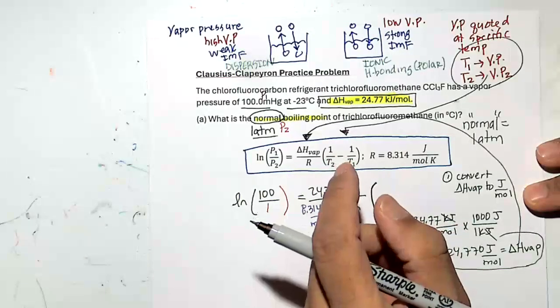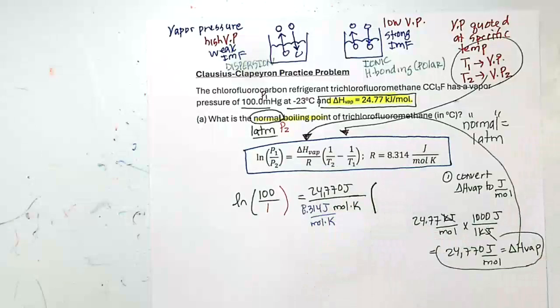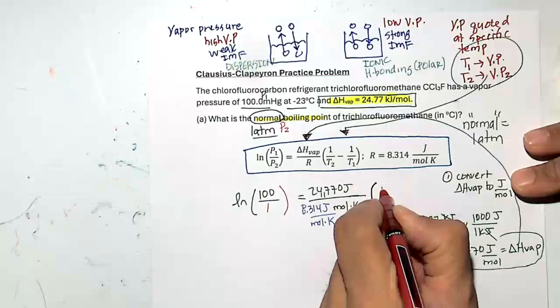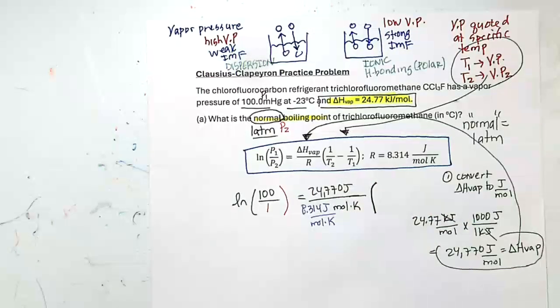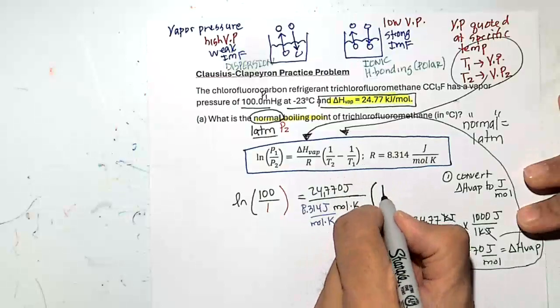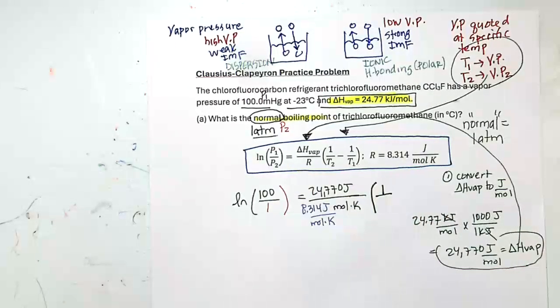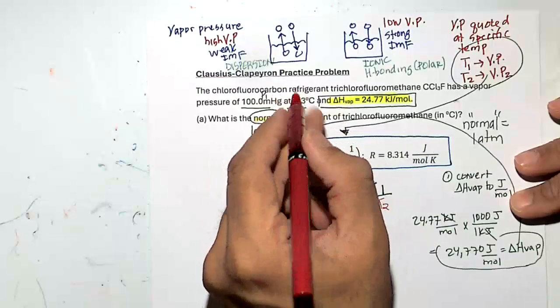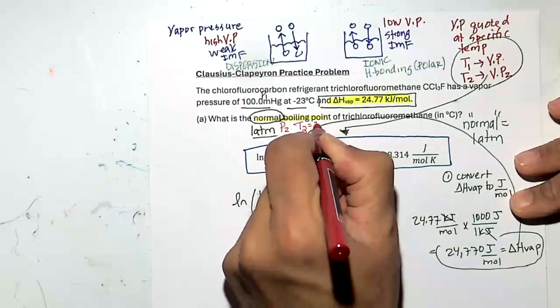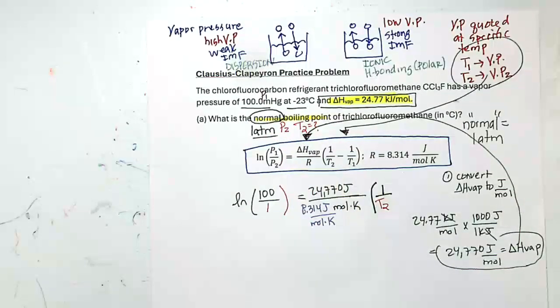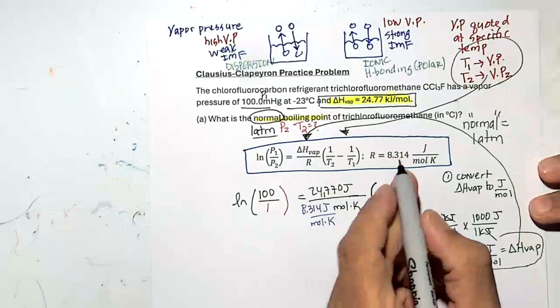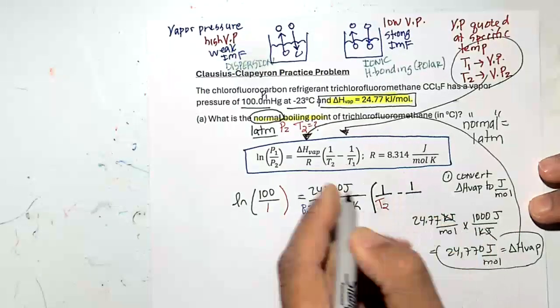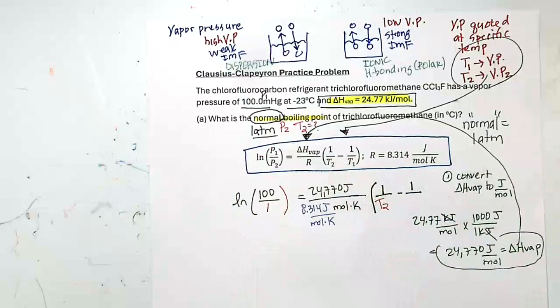All right, 1 over T2. So what is T2? That's what we need to find, 1 over T2. Because we have P1 at T1, we need a P2 at T2. T is temperature. All right, minus 1 over T1. So what is 1 over T1? Okay, minus 23 degrees C.